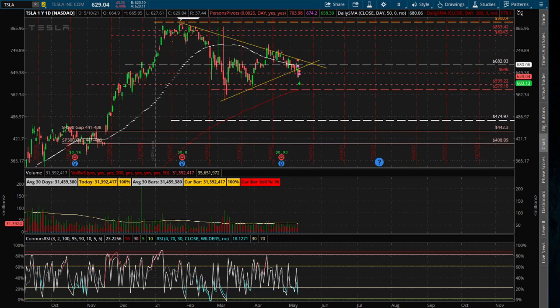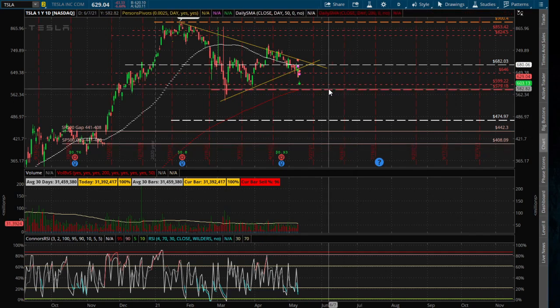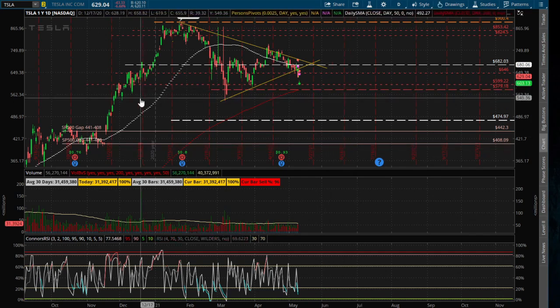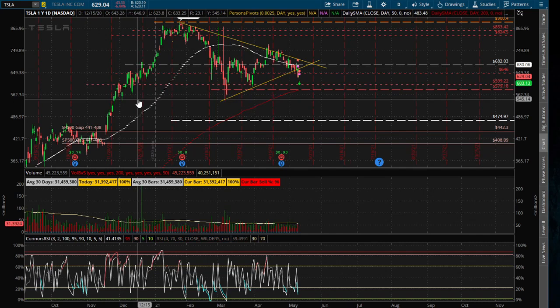On the flip side, if Tesla crosses below 579 with volume and gets to about 545, that is a good entry point for a call.